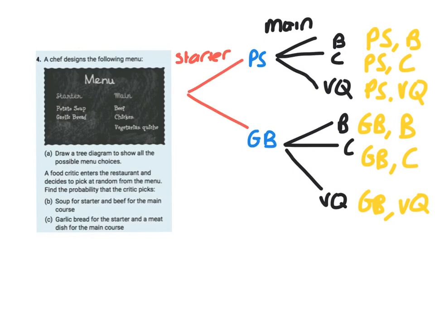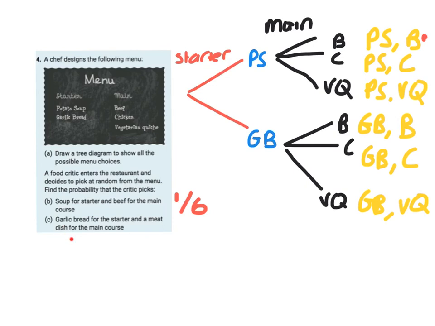So how many times does that happen? Soup for starter, beef for main course. Yep, happens here. So let's draw a little red dot there. Soup, beef, no. Soup and beef, no. Soup and beef, no. Soup and beef, no. Okay, so it happens once. And how many outcomes are there in total? There are 6. So the answer is 1 out of 6.